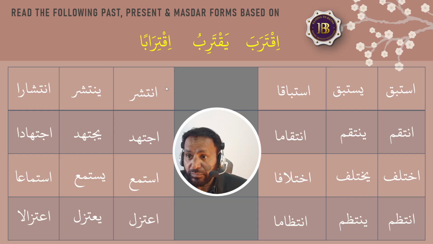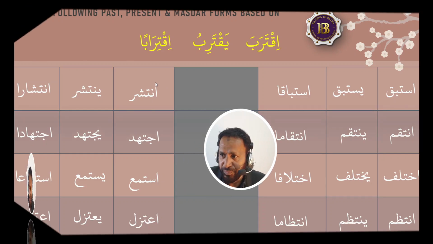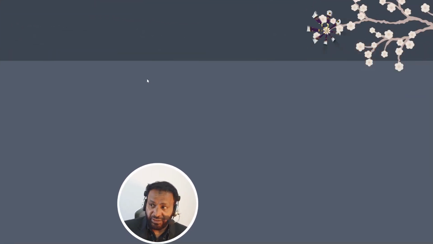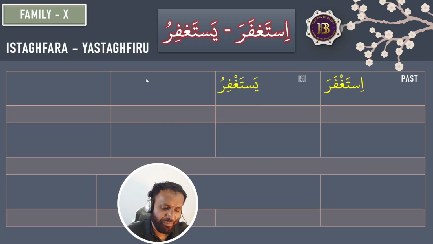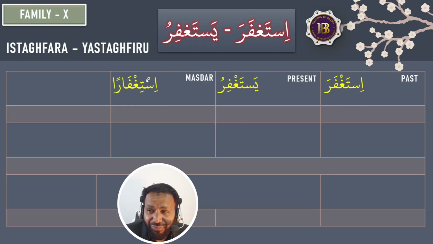Okay, then let's go to the last family of today's topic, which is a very familiar word, istaghfara yastaghfiru. Again, the sarf saghir follows the same pattern as iqtaraba yaqtaribu iqtiraban. Istaghfara yastaghfiru, and then istighfaran. Many people have the habit of saying istighfar, but the word is istighfaran.